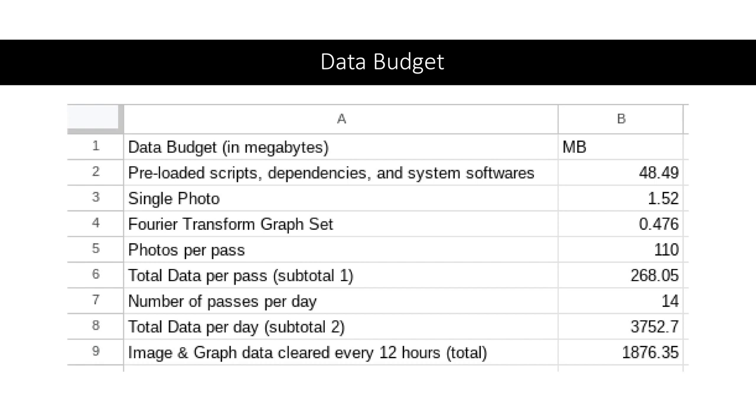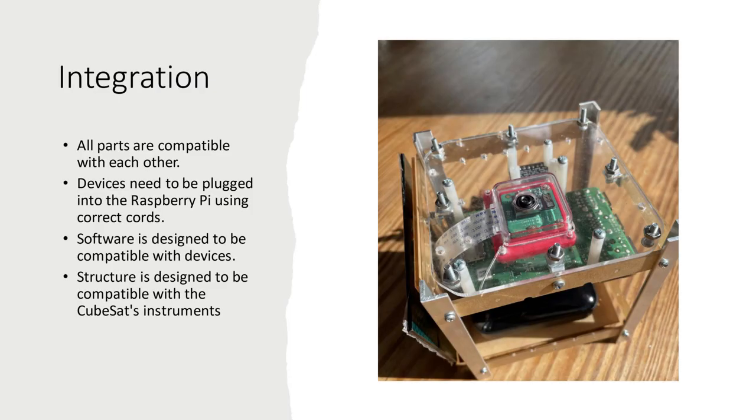And here is our integration plan. Basically, all the parts are compatible with each other, such as the screws and the structural parts. And the devices are plugged into the Raspberry Pi using GPIO pins and cords that we have pre-planned, such as the IMU. And the software is designed to be compatible with the devices and the Raspberry Pi. So that's great because we can control many of the devices on the Raspberry Pi using the software.